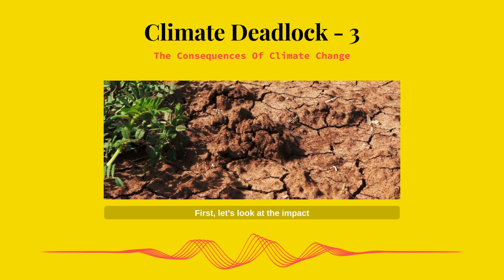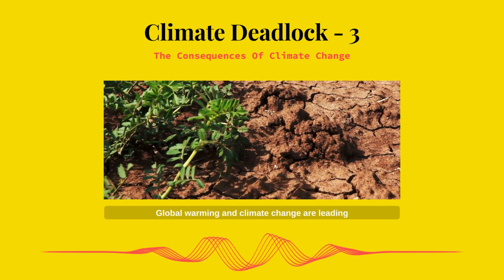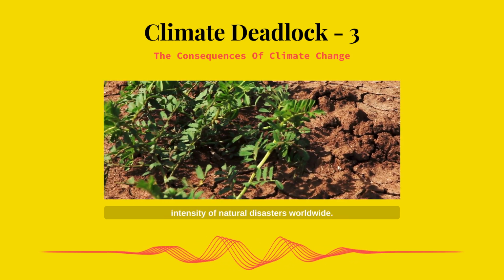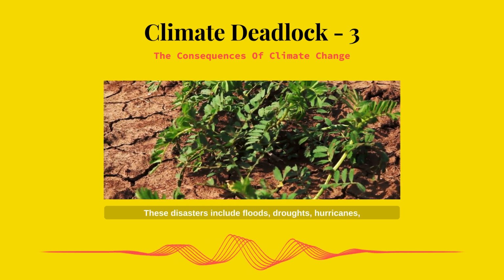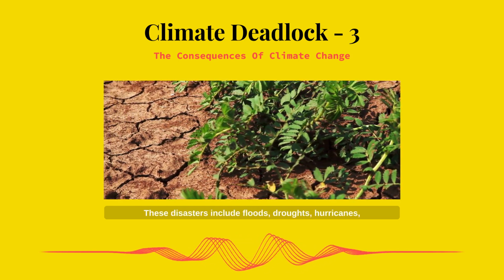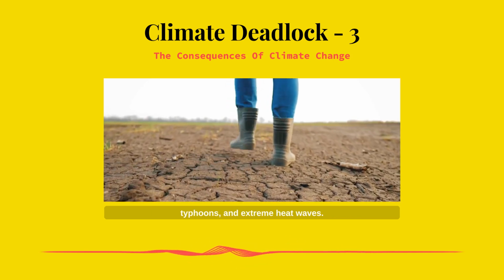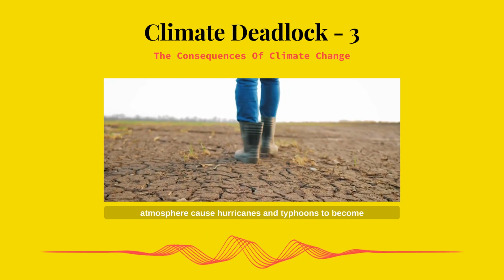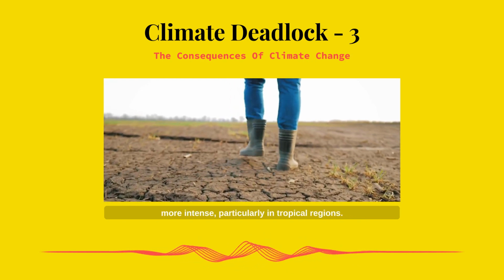First, let's look at the impact of climate change on natural disasters. Global warming and climate change are leading to an increase in the frequency and intensity of natural disasters worldwide. These disasters include floods, droughts, hurricanes, typhoons, and extreme heat waves. Increased temperatures and moisture levels in the atmosphere cause hurricanes and typhoons to become more intense, particularly in tropical regions.